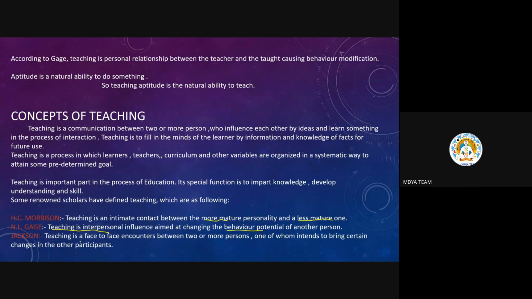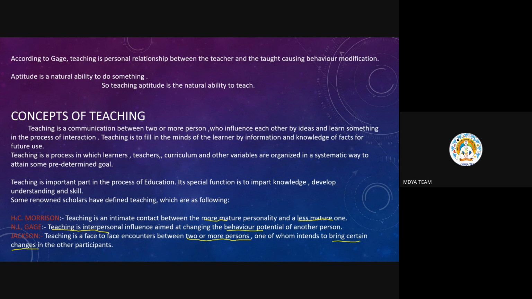Jackson: teaching is a face-to-face encounter between two or more persons. Just remember this, okay? There are always two or more persons, one of whom intends to bring certain changes in the other participants. Here, one thing is to bring certain changes. So what is bring certain changes? The change in the behavior modification.